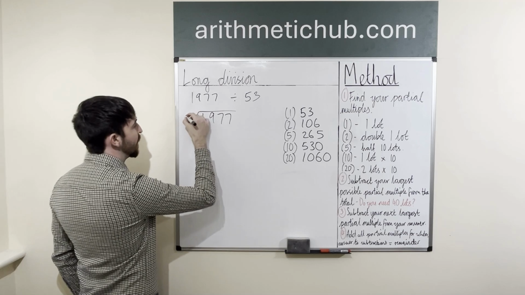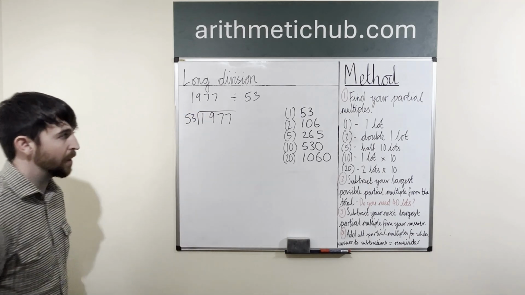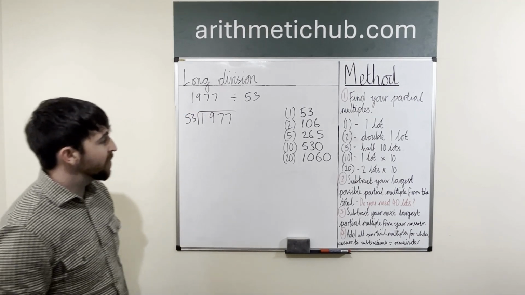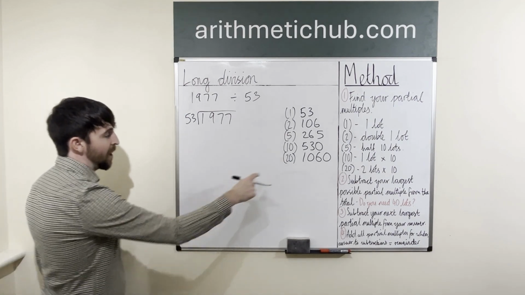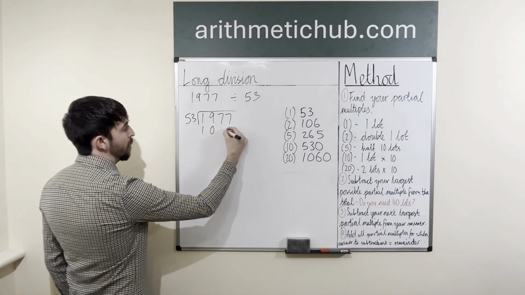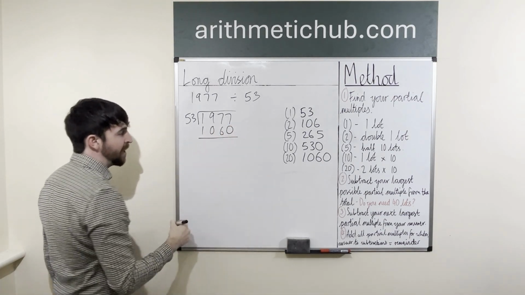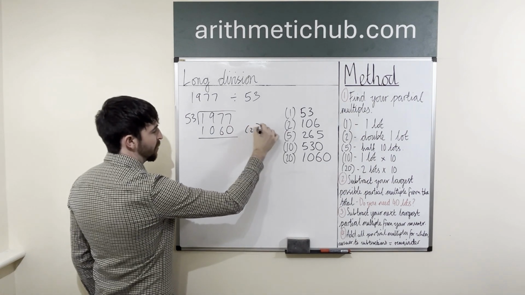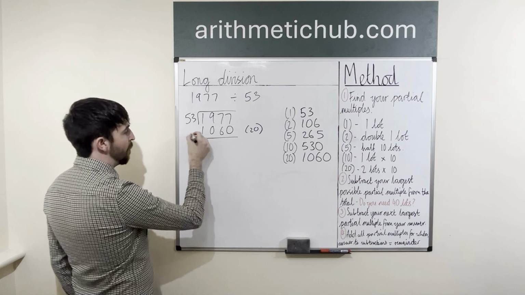So, 1,977, we're going to divide it by 53, okay? So, what's the largest possible partial multiple that I can subtract? Well, I'm going to subtract 20 lots first, aren't I? It's going to be 1,060. 20 lots next to it. And then I'll start my subtraction.